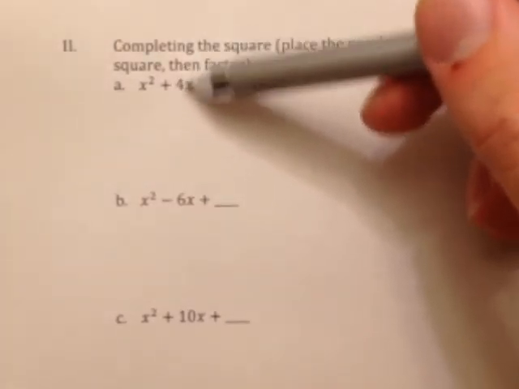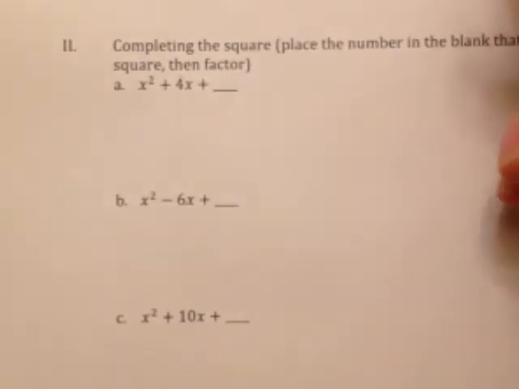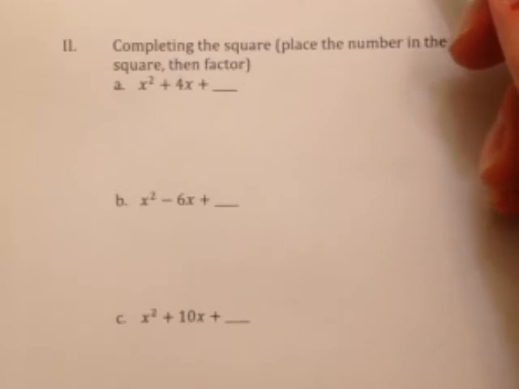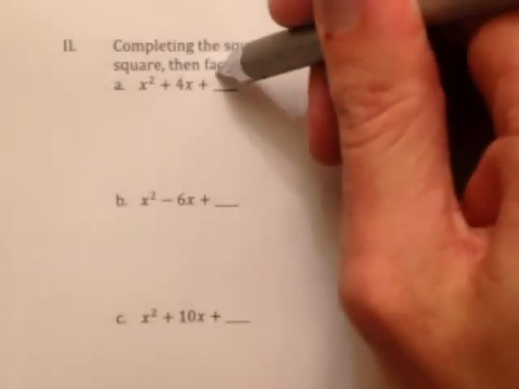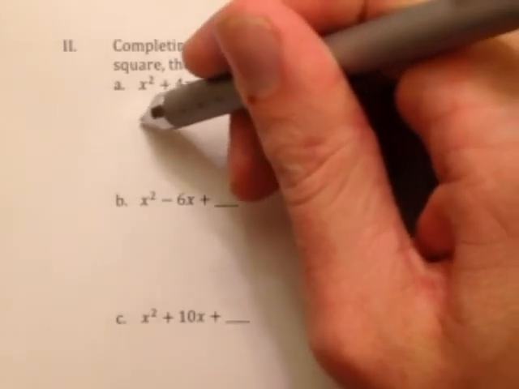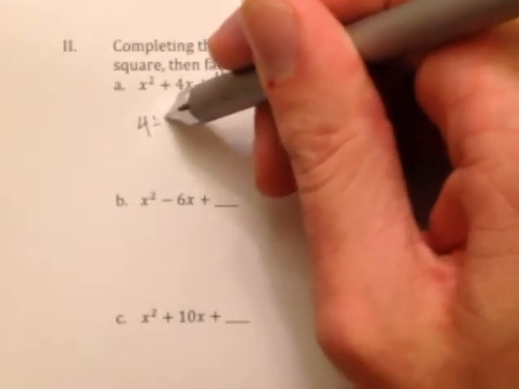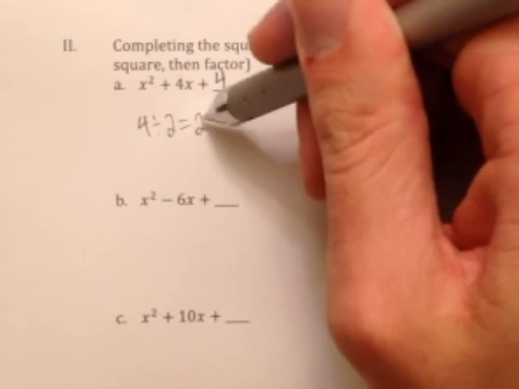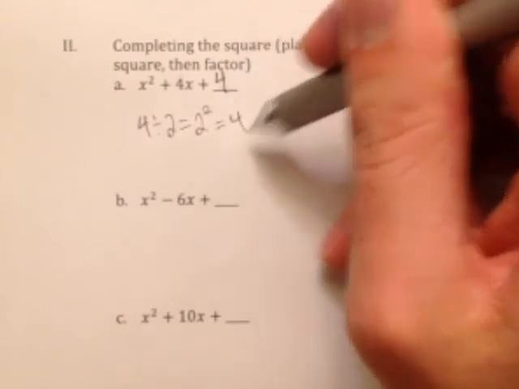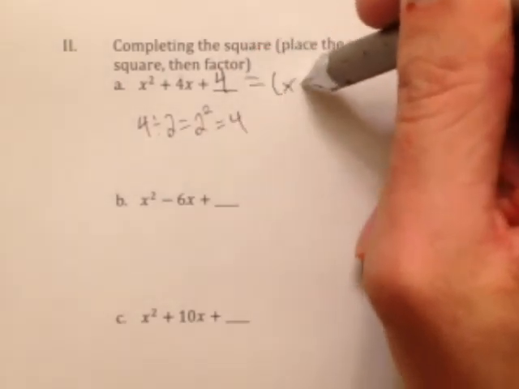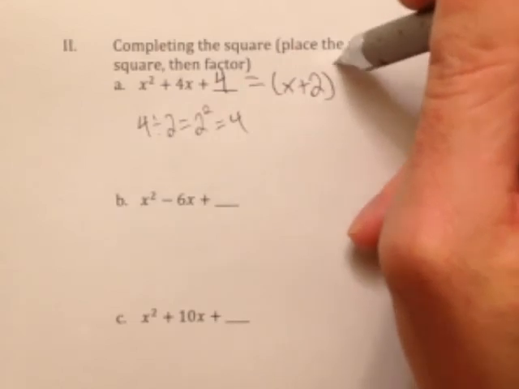So two of the same number that create 4 would be 2 and 2. Then if I multiplied that out, I'd get x squared plus 2x to make the 4x, and then plus 4 at the end. So this needs to be a plus 4. So really what I did is I took 4 divided by 2. I got 2. I squared it, and I got 4. This factors into x plus 2 times x plus 2, or x plus 2 squared.